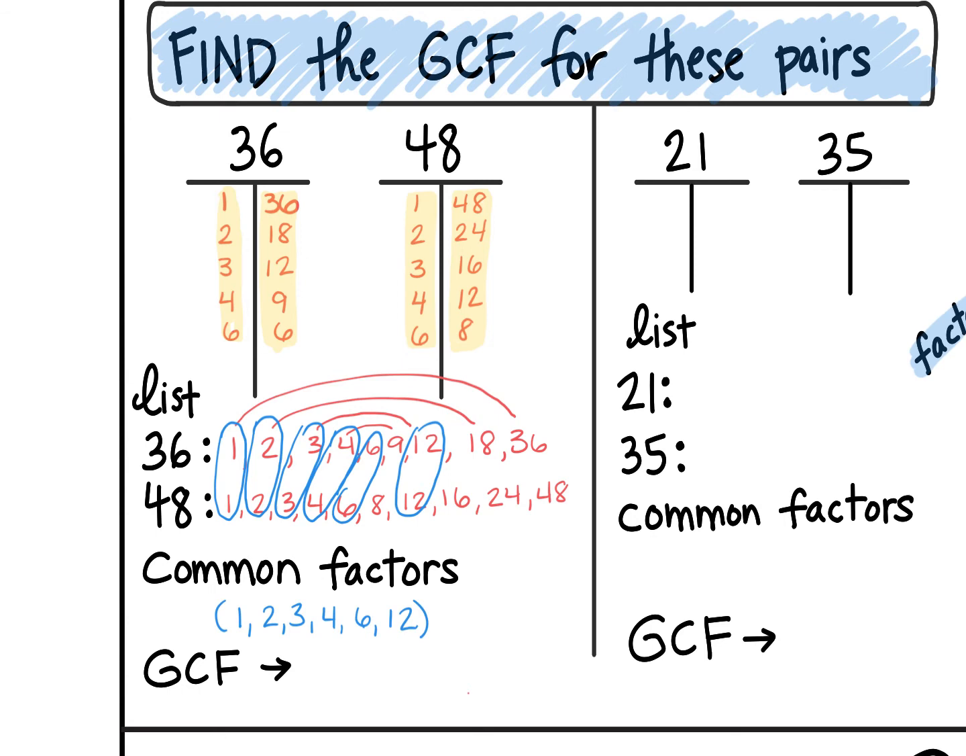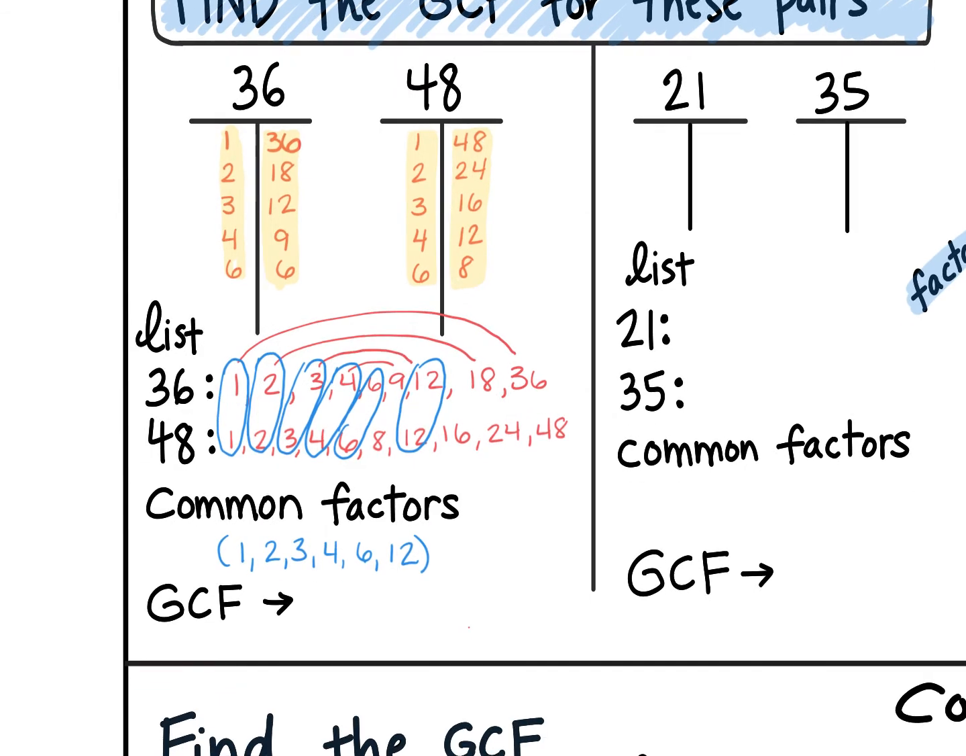What is their greatest common factor? 12. 12 is their greatest common factor. And like I said, there are other ways to do this. There's one that I like to use called prime factorization. The reason I like it is that prime factorization can be used to find your GCF and your LCM. So if one method can be used for both, that's why I prefer it.